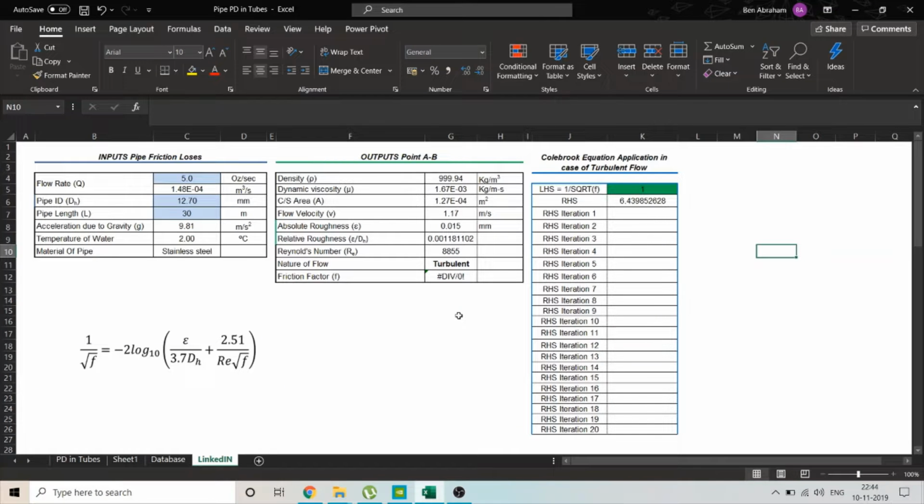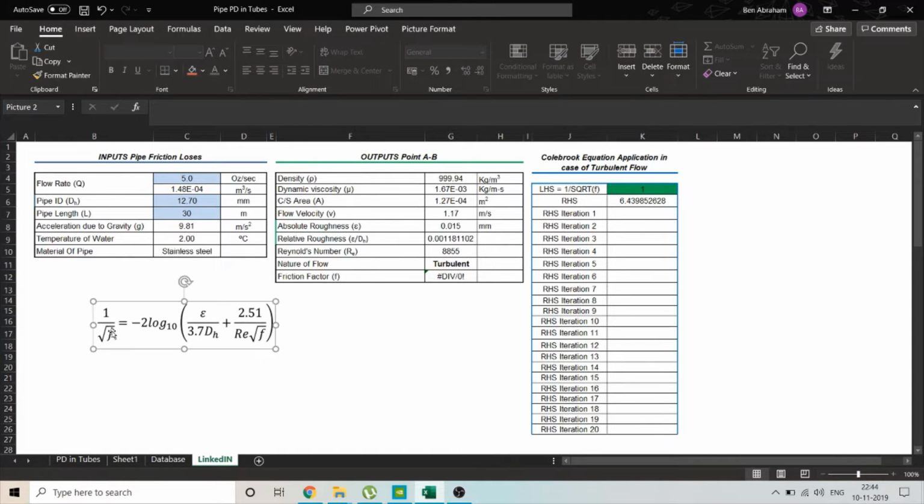Hello everyone, and welcome to this tutorial where I give you some insights into a hack that I found out recently on how to solve the Colebrook equation for determination of the Darcy-Weisbach friction factor, also referred to as the value of f, as you can see in this equation described here.